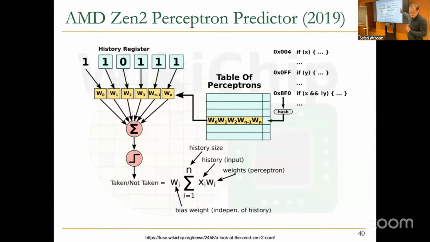Okay, so I'm not going to go through this, but this essentially shows that there is a table of perceptrons in Zen 2. And I kind of like what they've shown over here, even though they may not be perfectly correct. I think there should be a plus over here as opposed to multiplication.